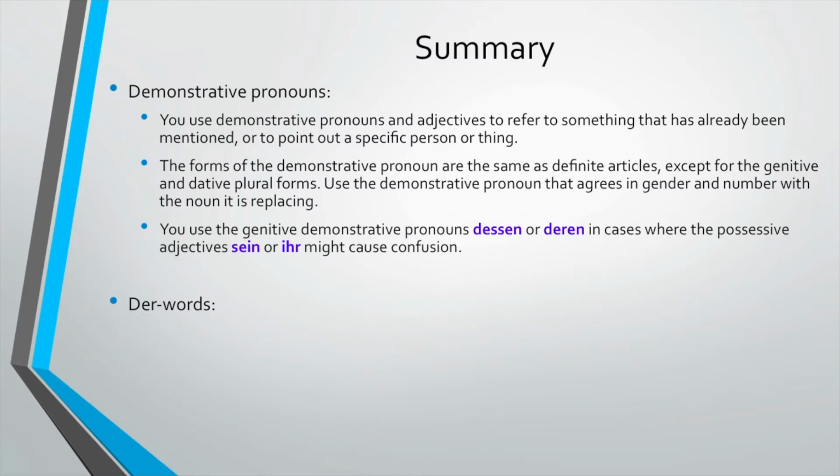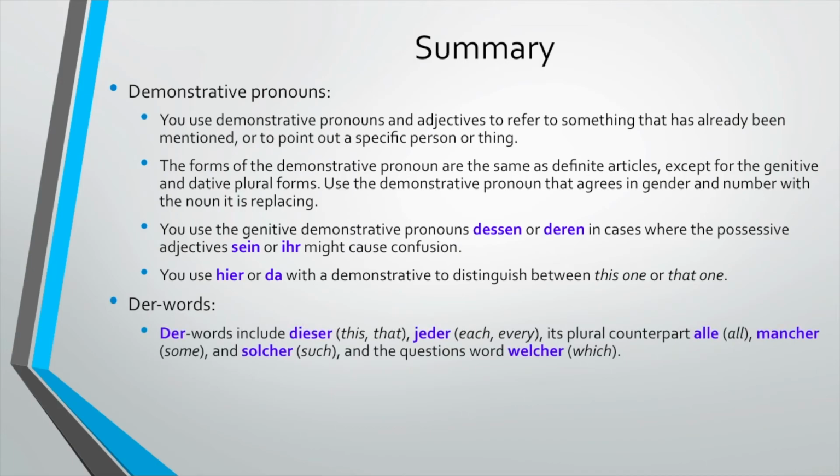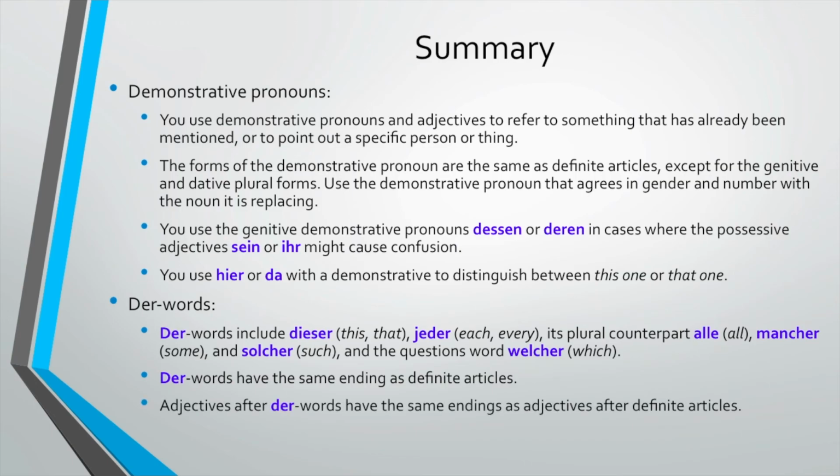You use the genitive demonstrative pronouns dessen or deren in cases when the possessive adjective sein or ihr might cause confusion. Yeah, so if there's confusion, use dessen or deren. And you use hier or da with a demonstrative to distinguish between this one and that one. Hier and da. Okay, der words include dieser, jeder, the plural counterparts alle, mancher, and solcher, and the question word welcher. And der words have the same ending as definite articles, and adjectives after der words have the same endings as adjectives after definite articles. And that is what we went over today.